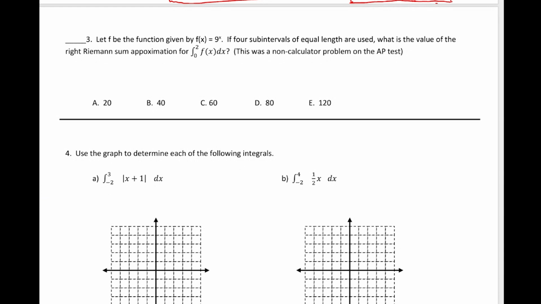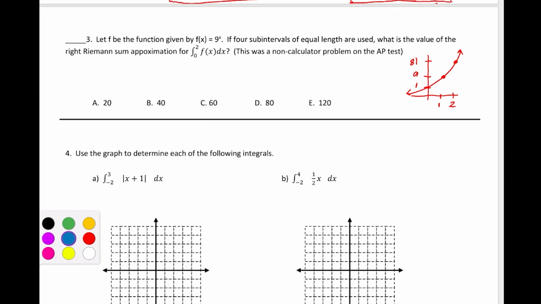So this is an exponential function, and if you're trying to visualize what's going on with this function, 9 to the x is going to do something like this. Okay, 9 to the 0th is 1, so this is at 1. 9 to the first power is 9, so this is obviously not going to be to scale, but just to give you an idea. And 9 squared is 81. So if we're going to divvy this up into 4 subintervals, the width of each subinterval will be 1/2 units.